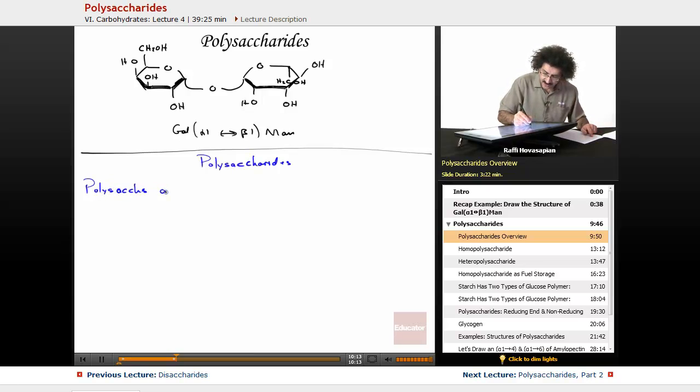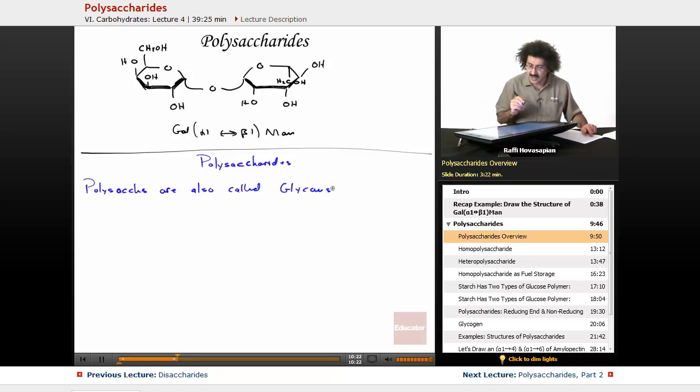Polysacchs are also called glycans, and this glycan name will come up. So in case it does, it's not a different type of molecule. It's just another name for a polysaccharide.